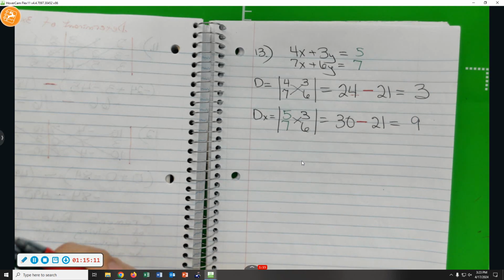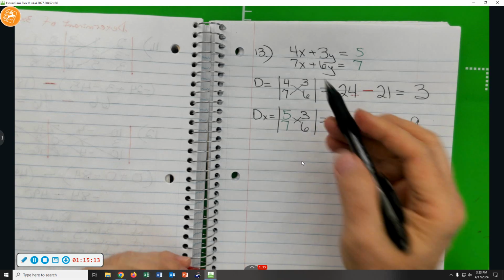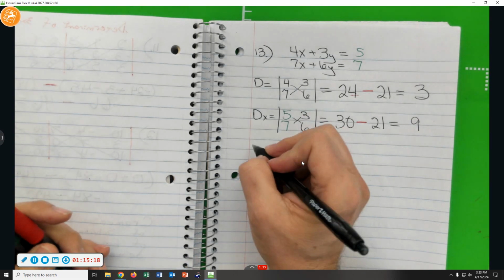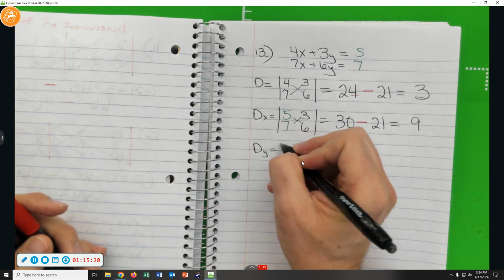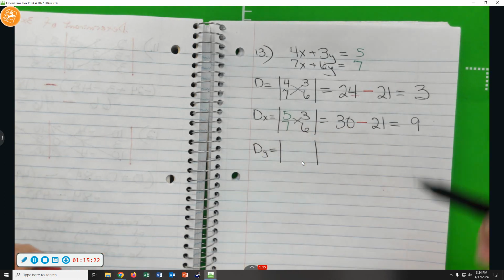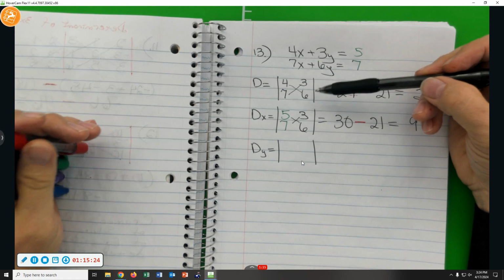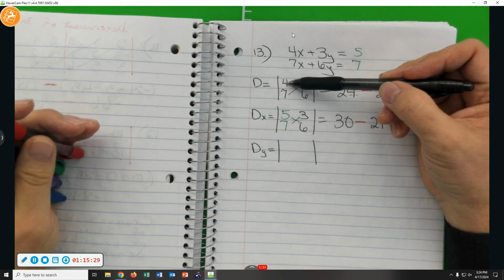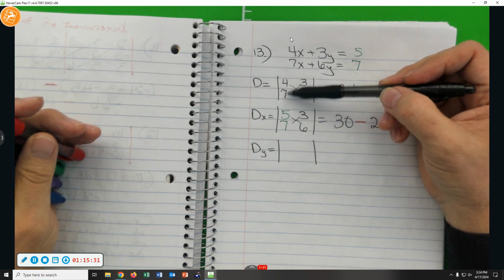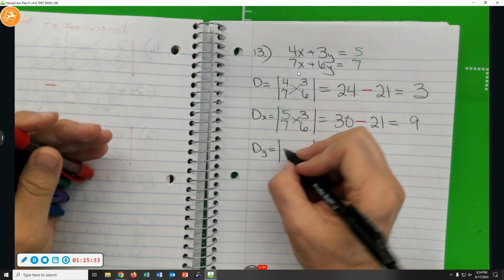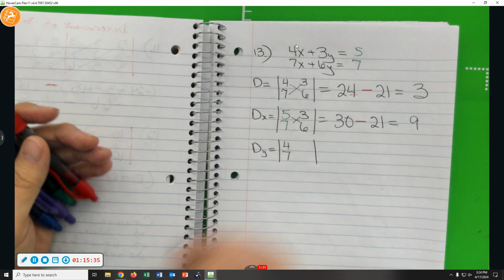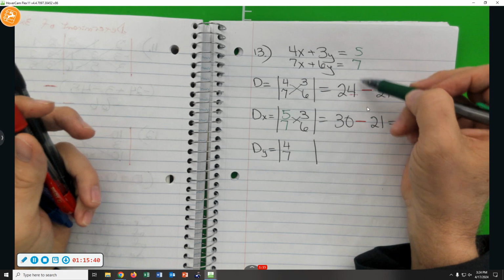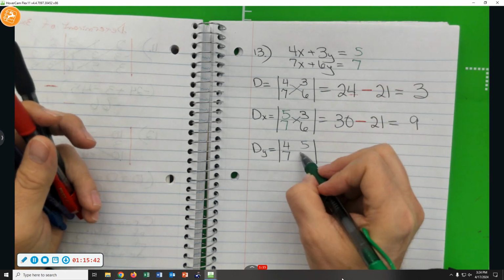We found all of these determinants. For each variable, there's a subscripted determinant. So now we have to find D sub y. Whatever the subscript is, that's the one you replace. Start back at D. In this case, the x column is back to 4, 7, the original values. You only replace one column at a time. The y column, he replaces with the column of constants, 5, 7.